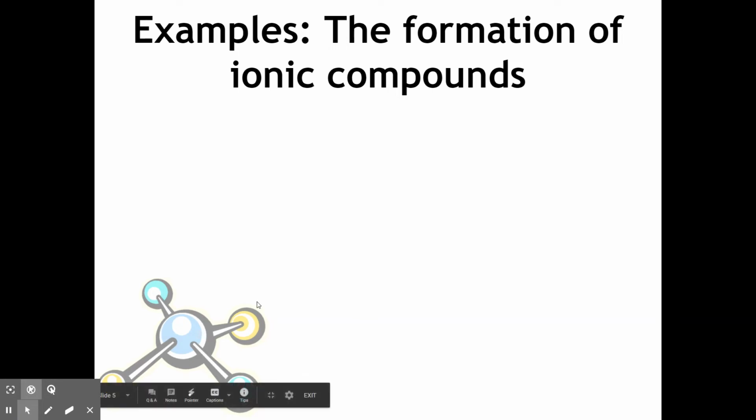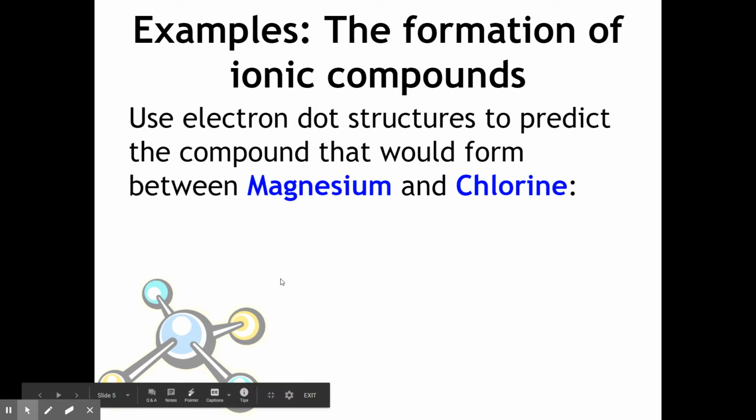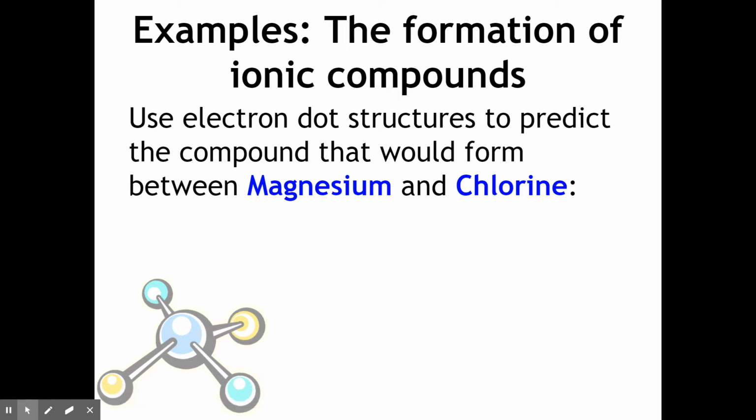In our next example, we're going to have electron dot structures to predict the compound that would form between magnesium and chlorine. So first I draw magnesium, Mg. Magnesium is in group 2, so it has 2 valence electrons. Then I have chlorine, and chlorine has 7 valence electrons.